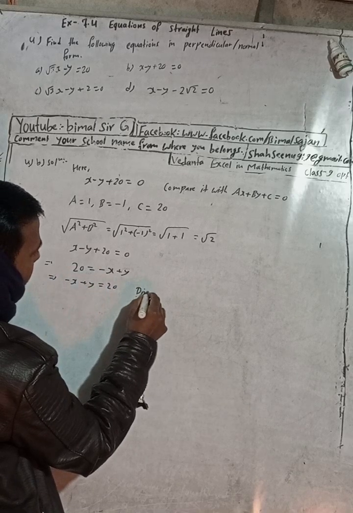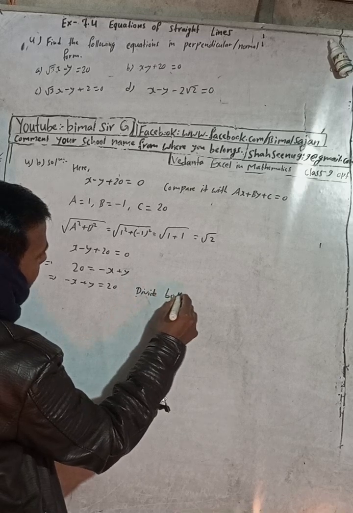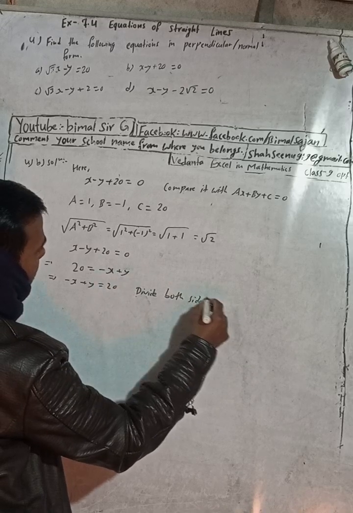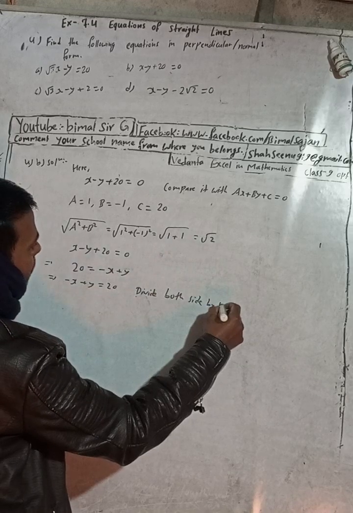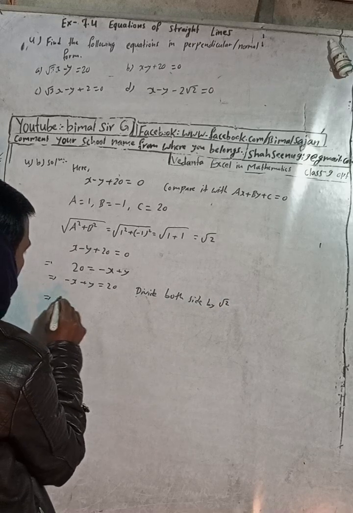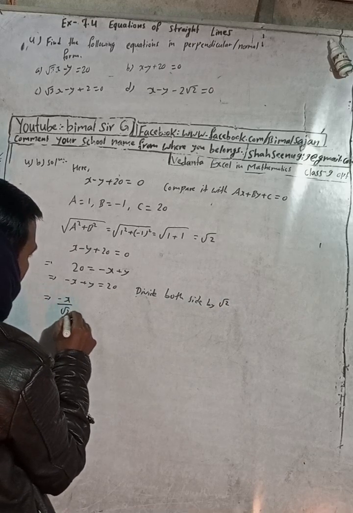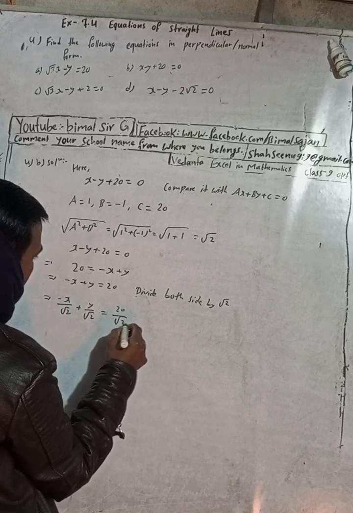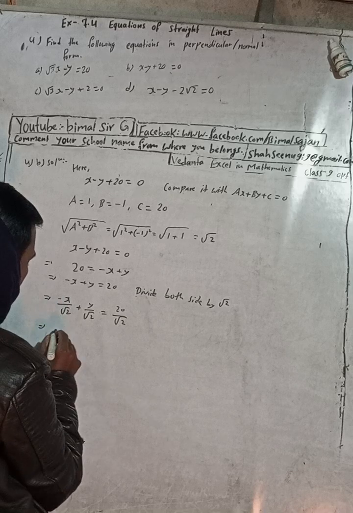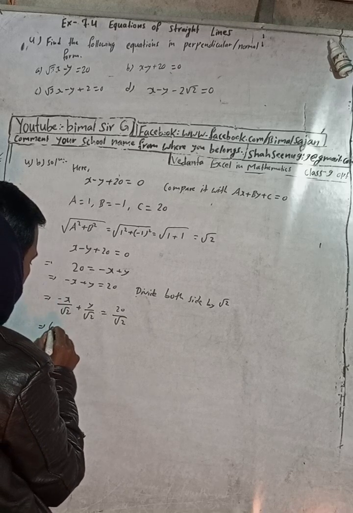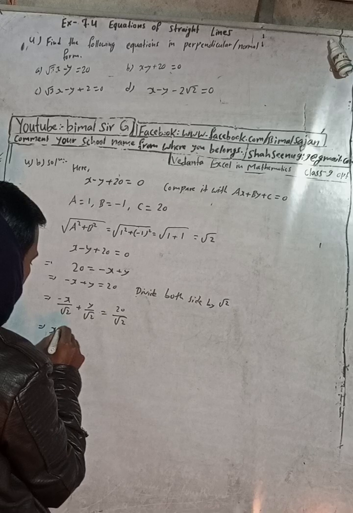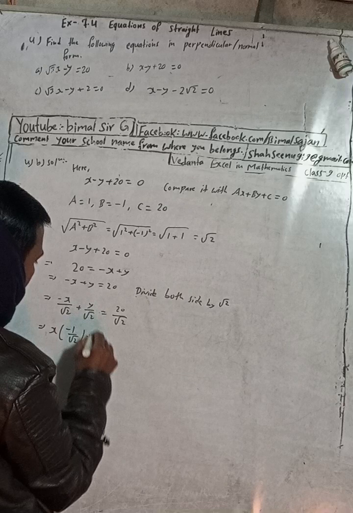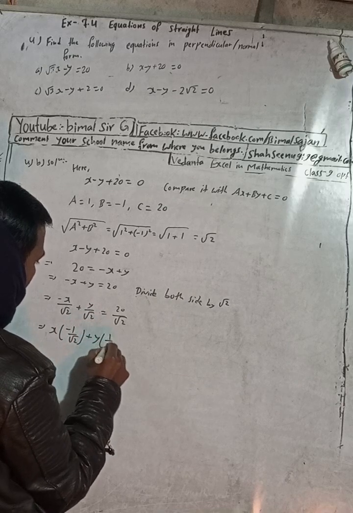Now divide both sides by root 2. So now this can be written as minus x by root 2 plus y by root 2 is equal to 20 by root 2. So now this can be written as x separately, and in the bracket I write minus 1 by root 2. Understood? And this y I write separately, and in the bracket I write 1 by root 2.